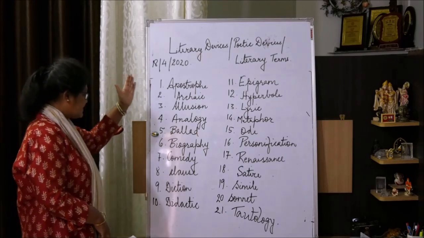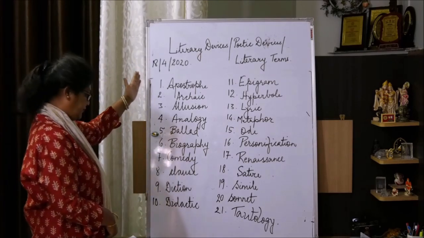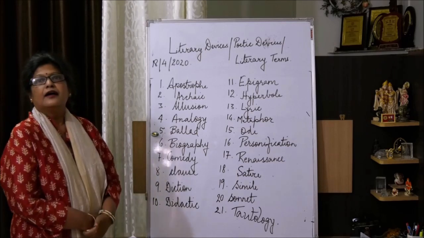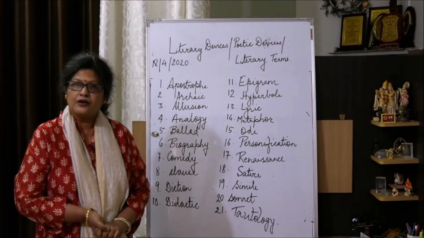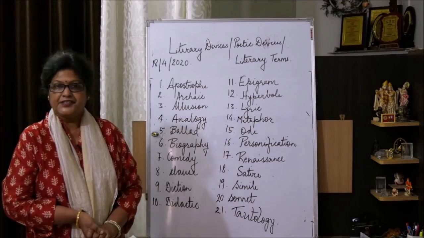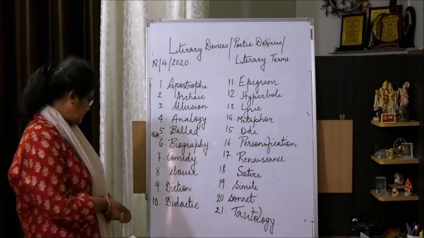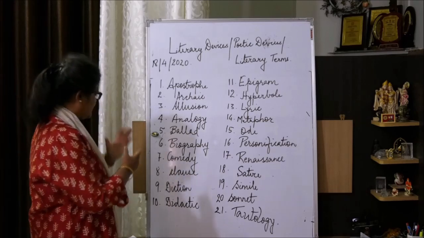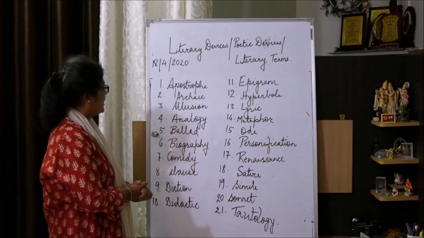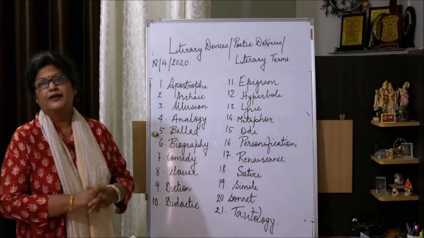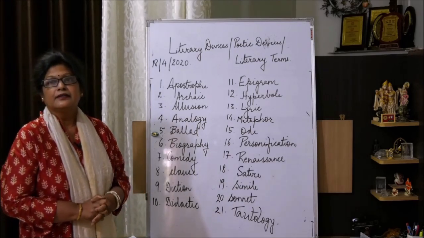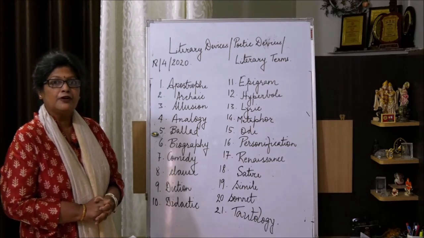Now, the first literary term is apostrophe. Apostrophe, all of us are very much acquainted with it, but in literature it is a direct address to the person or the ideas that are usually absent in the given piece of literature or poem.